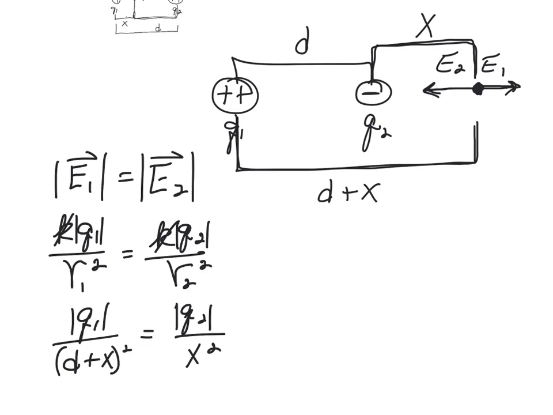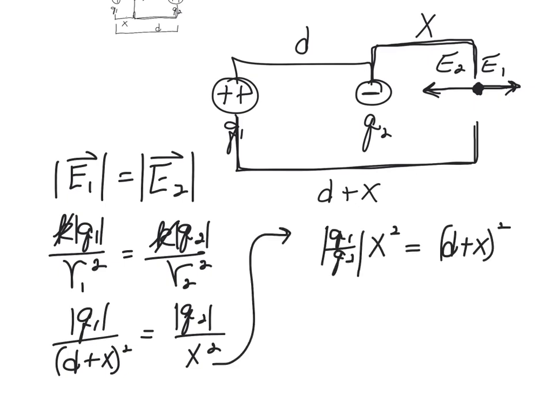Okay, now do the algebra. Next step, take the square root. Go ahead, try. Similar to what we did last time, right? Except it's d plus x. Okay, so continue the algebra and solve for x. I'm going to stop the video and let you finish it yourself.